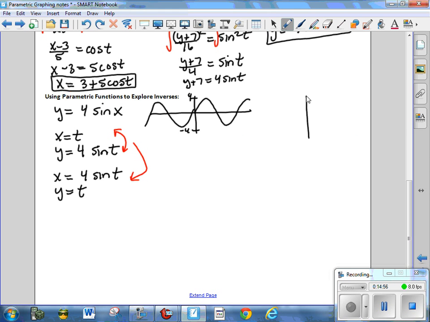So just to draw this on here, basically what we're seeing now is we get to see the entire inverse graph. You might want to write that down in your notes.